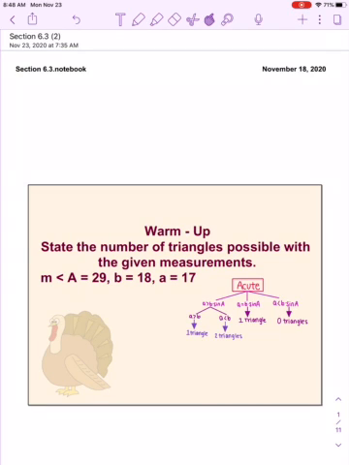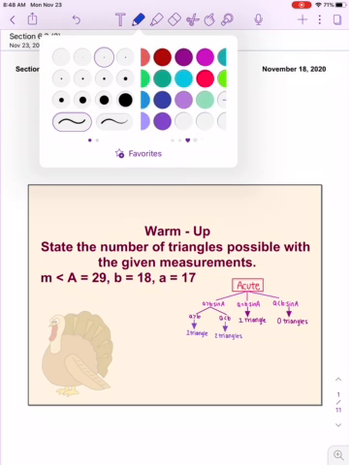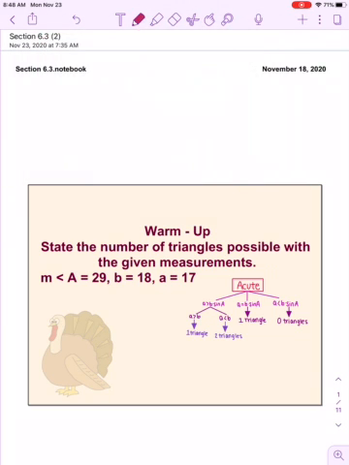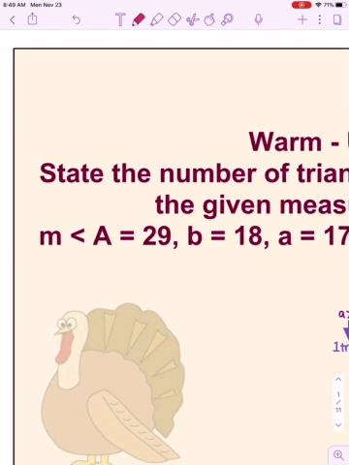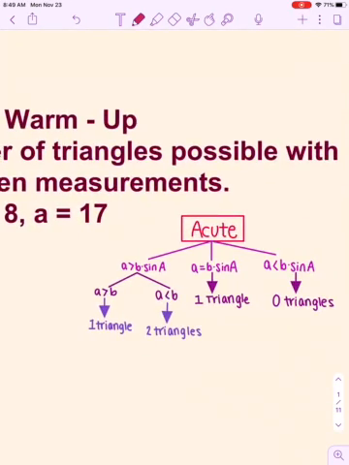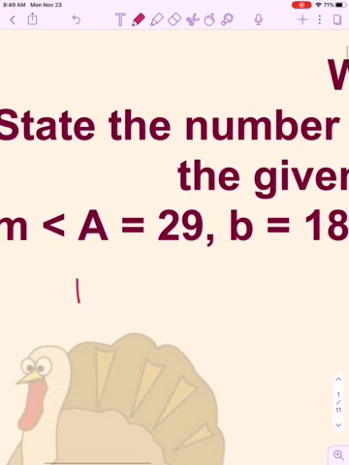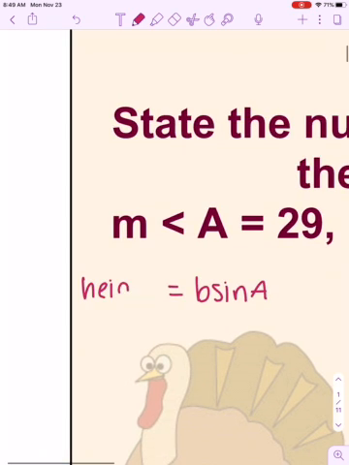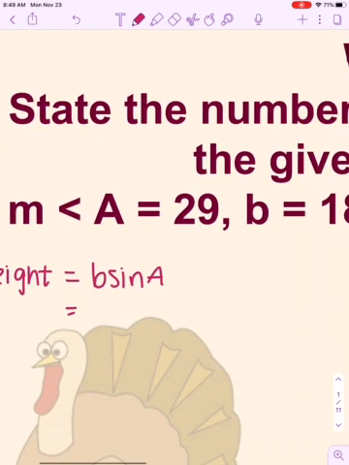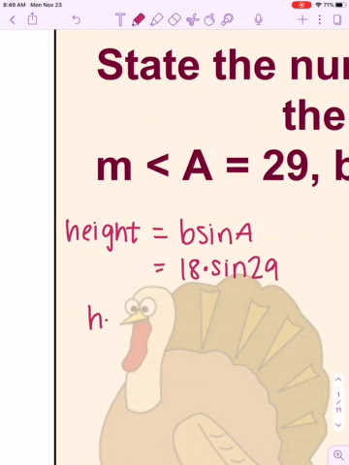All right, this is 6-3, and the first part says to state the number of triangles possible with the given measurements. Angle A is acute, it's 29 degrees, so we need to be on the acute side of our note card, which means you have to find the height. So the height is B sine A, and side B is 18, so we're doing 18 times the sine of angle A, which is 29. So you do 18 sine 29, and you get 8.7.